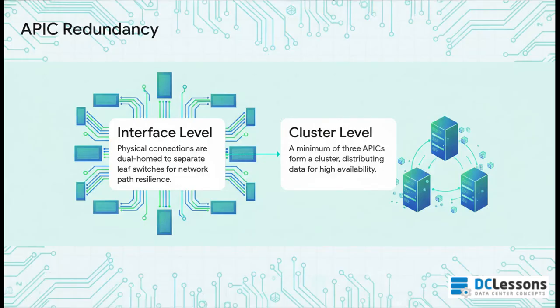Now, because the APIC is so critical for managing the fabric, you can bet it's designed with layers of redundancy. You have to make sure the fabric is always manageable, right? So, the APIC is protected on 2 key levels. First at the physical interface, and second at the cluster level.